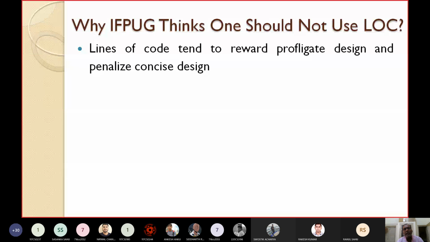If you are using a high-level programming language, then you have to write a smaller amount of code. But if somebody has written in assembly language or machine language, he is writing more lines of code to do the same thing, and then you say that he is more productive, because his LOC is more. So LOC tends to reward profligate design and penalizes concise design. If you are doing some concise design, they will think that your productivity is low.